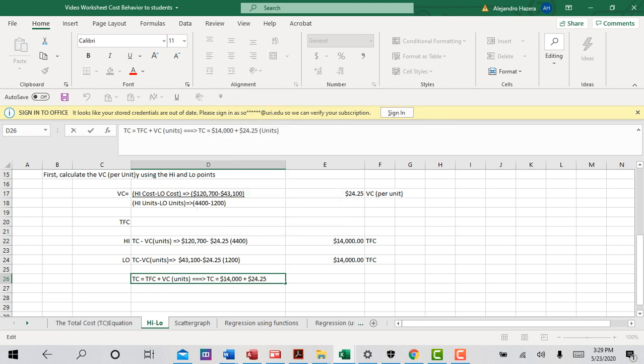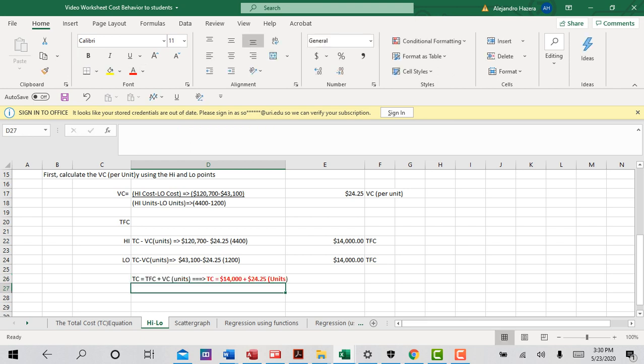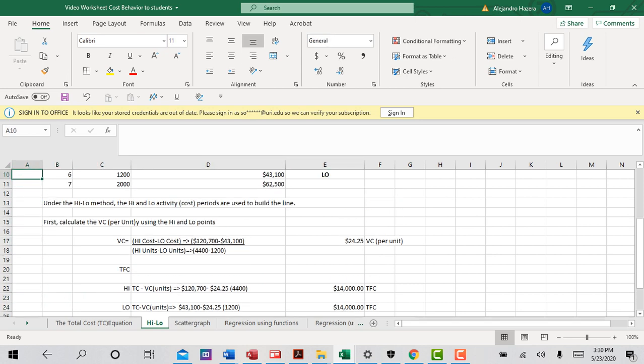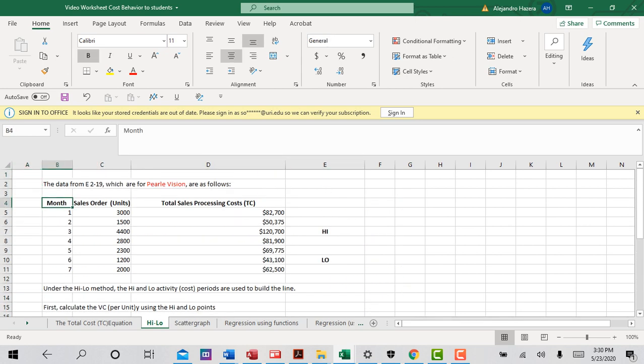Trying to make this bold, it's not cooperating here. This would be your final answer right there. So if I said use the high-low method to get your cost function, you could say 14,000 plus 24.25 times units. Now you may be asking, why do we do this? I didn't do this in the original exercise, but I do it anyway.